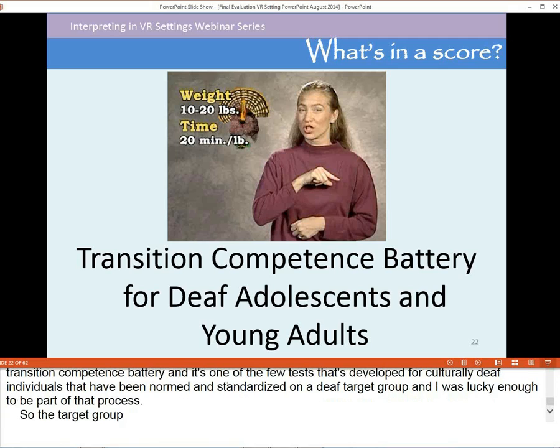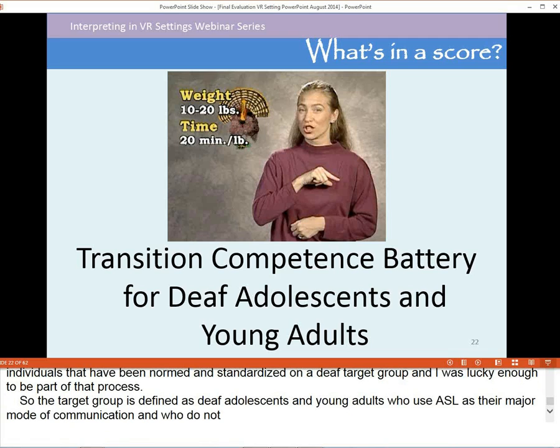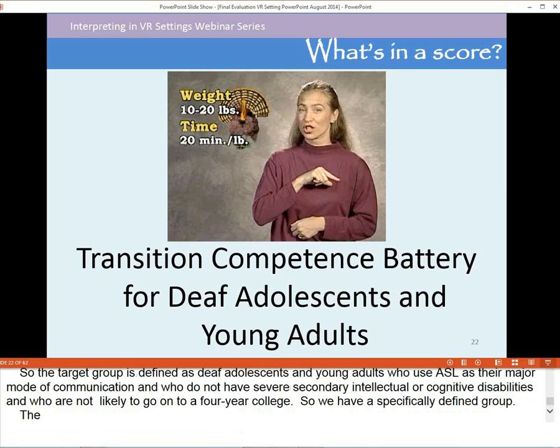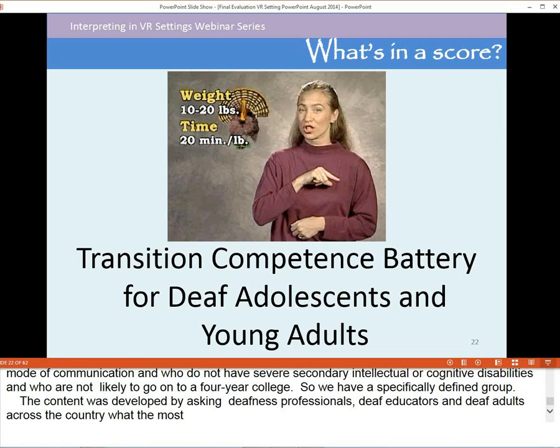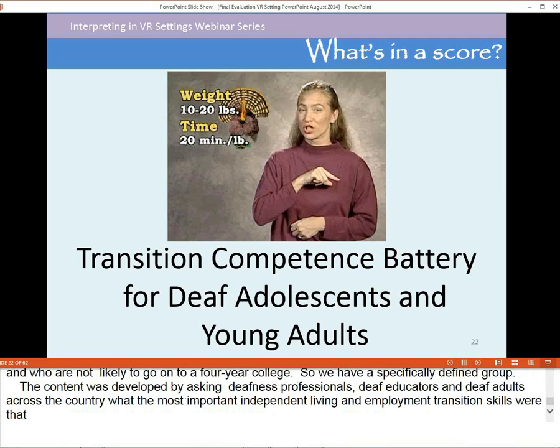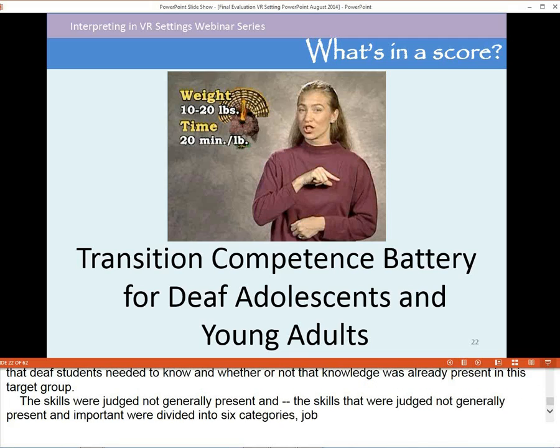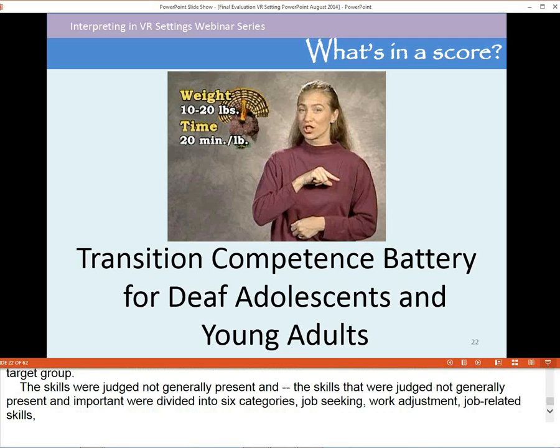So the target group is defined as deaf adolescents and young adults who use ASL as their major mode of communication and who do not have severe secondary intellectual or cognitive disabilities and who are not likely to go on to a four-year college. So we've got a specifically defined group. The content was developed by asking deafness professionals, deaf educators, and deaf adults across the country what the most important independent living and employment transition skills were that deaf students needed to know, and whether or not that knowledge was already present in this target group. The skills that were judged not generally present and important were divided into 6 categories: job seeking, work adjustment, job-related skills, money management, health and home, and community awareness.